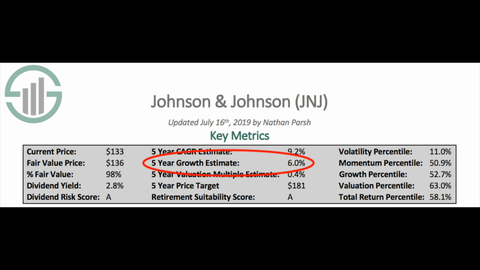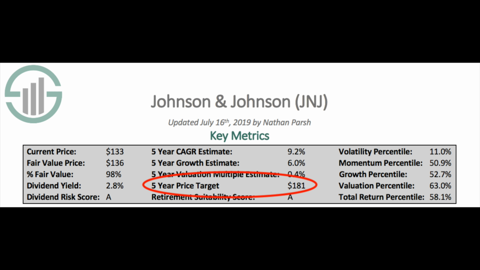The next estimate is the 5-year growth estimate, which is our estimate of the firm's annualized growth on a per-share basis over the next 5 years. This estimate is explained in the growth on a per-share basis section later in the report. Next up is the 5-year valuation multiple estimate. This estimate shows how the stock's future returns would be impacted if it reverted to its historical valuation multiple over a 5-year period. This metric is elaborated on in the valuation analysis section of the Sure Analysis report.